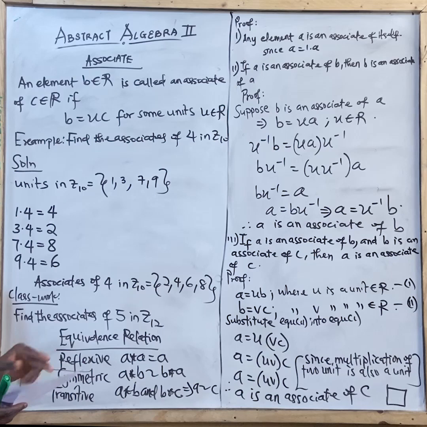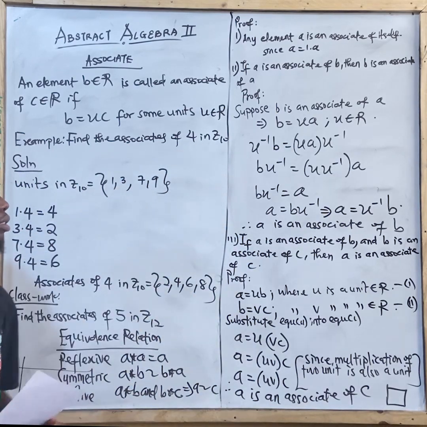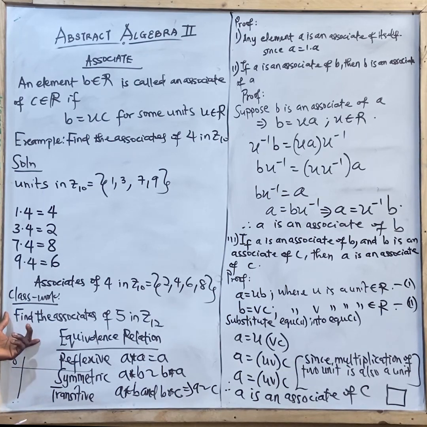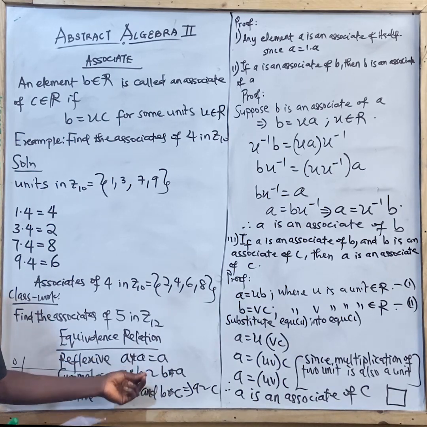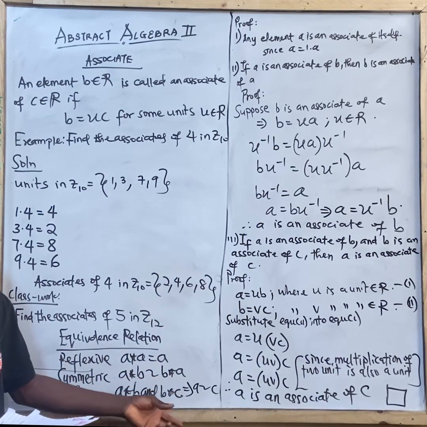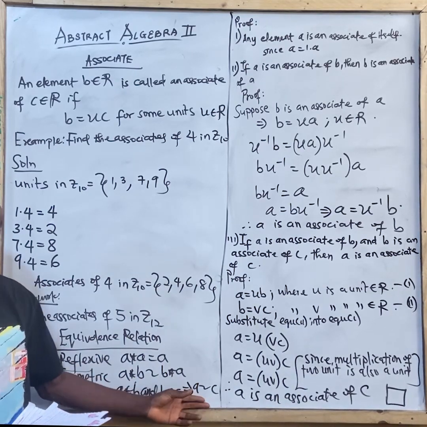So I was able to give you the associate of a particular element in Zn. This is Z10, and I gave you a very short form of finding the associate in Zn. I gave you work to do, and then I proved that this associate follows the equivalence relation from your RST: reflexive, symmetric, and transitive. Reflexive means that A star A will give me A. Symmetric is if A is related to B, then B is related to A. The transitive is that A is related to B and B is related to C, which implies that A is related to C.